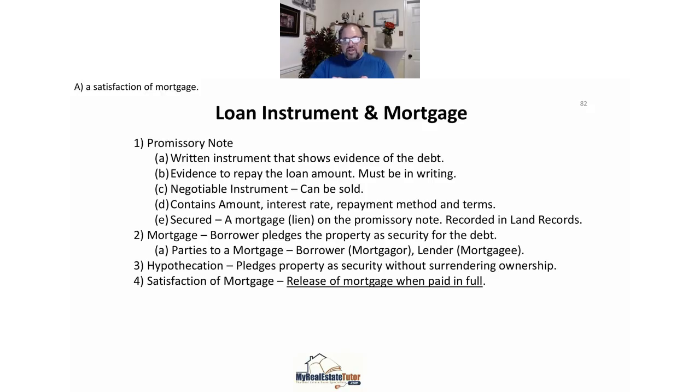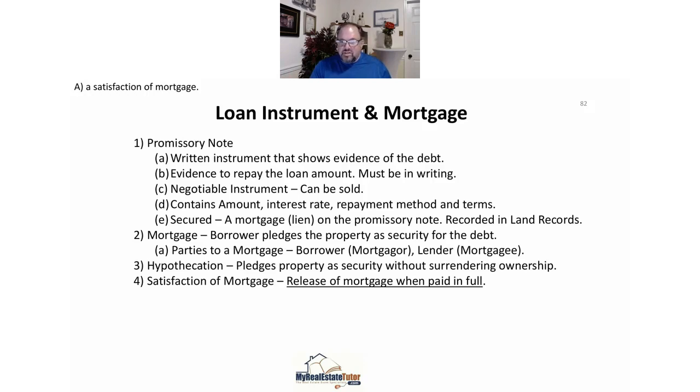Remember, the promissory note is the financial instrument you sign or your buyer signs. It's the written instrument that shows the debt. It is negotiable, okay? Now the note, when it becomes secured, becomes a mortgage or a lien, okay? It's recorded in land records. The mortgagor is the borrower, the mortgagee is the lender, okay?